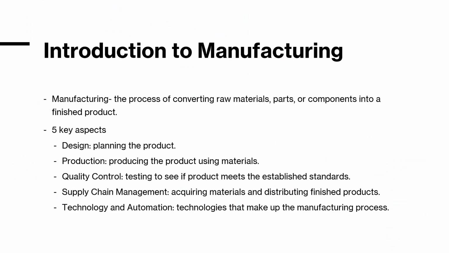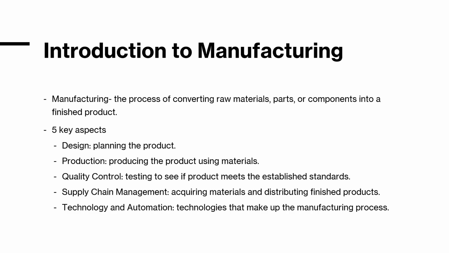So, as an introduction, manufacturing is the process of converting raw materials, parts, or components into a finished product. And there are five key aspects of manufacturing: there's design, production, quality control, supply chain management, and technology and automation.